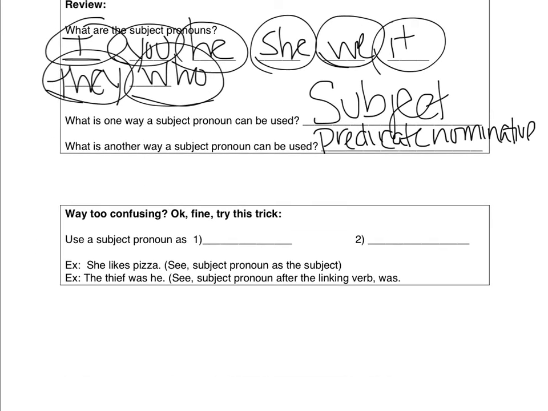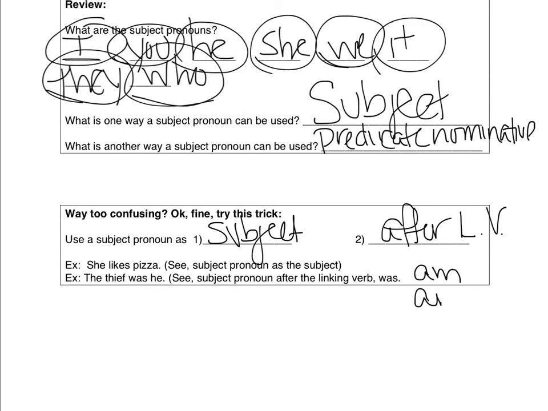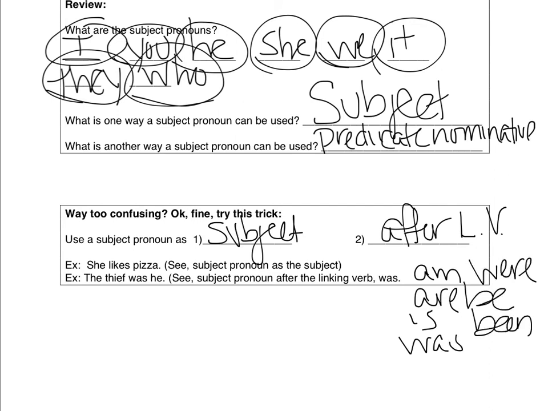Those would be examples of how you would use subject pronouns as predicate nominatives. If this is way too confusing for you, then here's a good trick. Just use subject pronouns, I, you, he, she, we, it, they, who, as the subject of a sentence or after any linking verb. Remember that linking verbs are am, are, is, was, were, be, been, being. So if you have one of these linking verbs in a sentence and you're trying to use a pronoun after it, then you want to pick one of the subject pronouns.